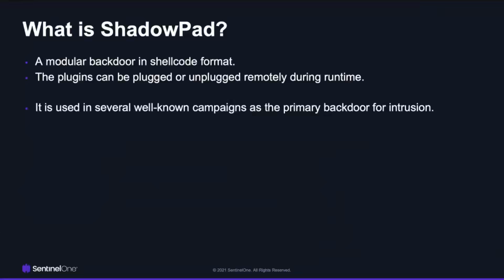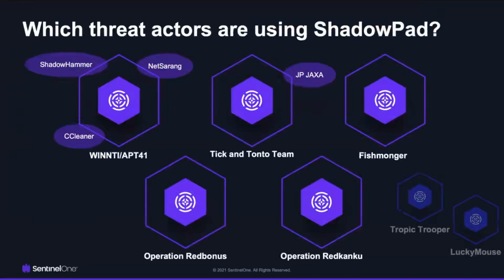SHADOWPAD has been used by some high-profile threat actors, and it was used in those campaigns as one of the primary backdoors for intrusion. For example, it appeared in some well-known supply chain attacks conducted by APT41, including CCleaner, NetSarang, and ShadowHammer. Another high-profile group, Tick and Tonto Team, also used it to attack the Japan Aerospace Exploration Agency and other victims. We'll cover more details later.